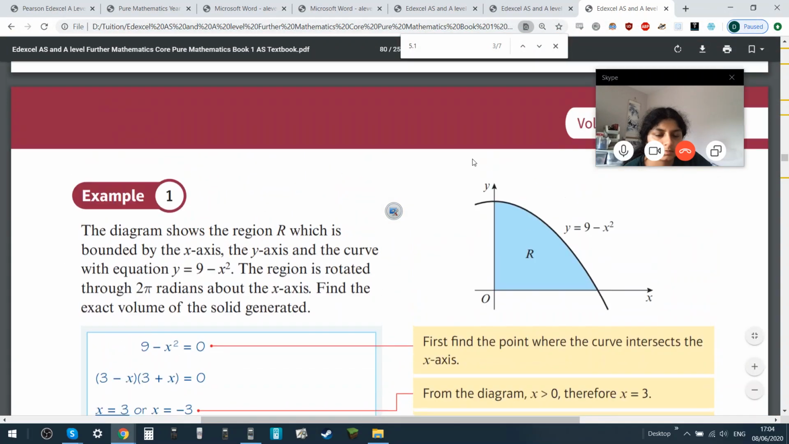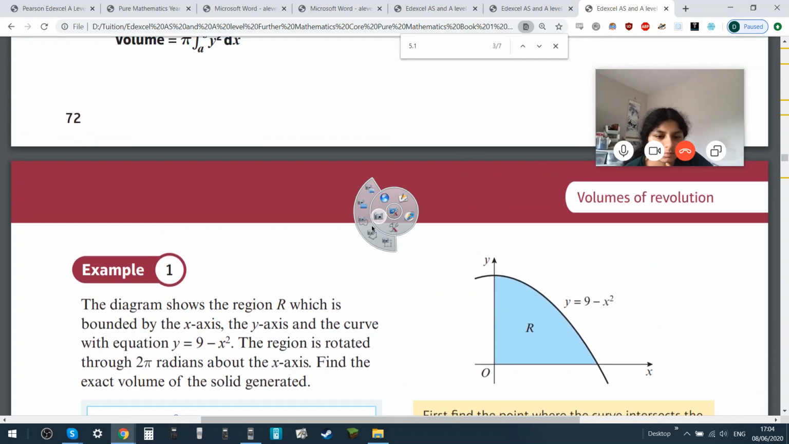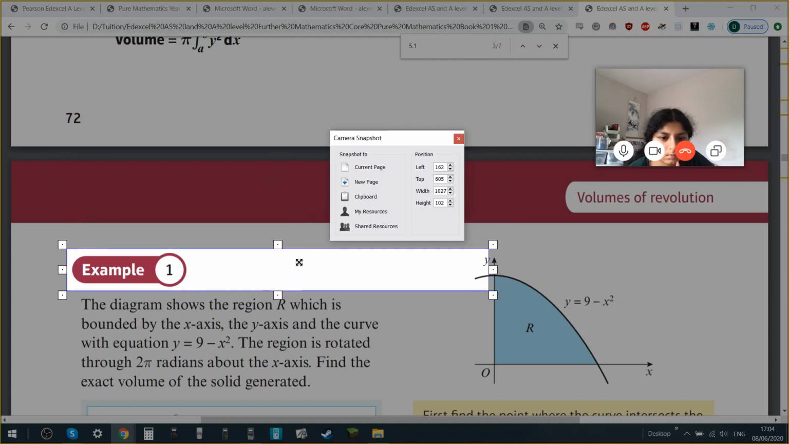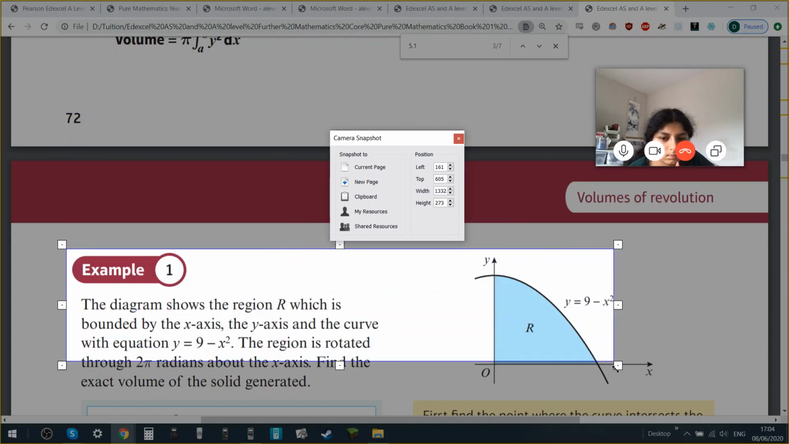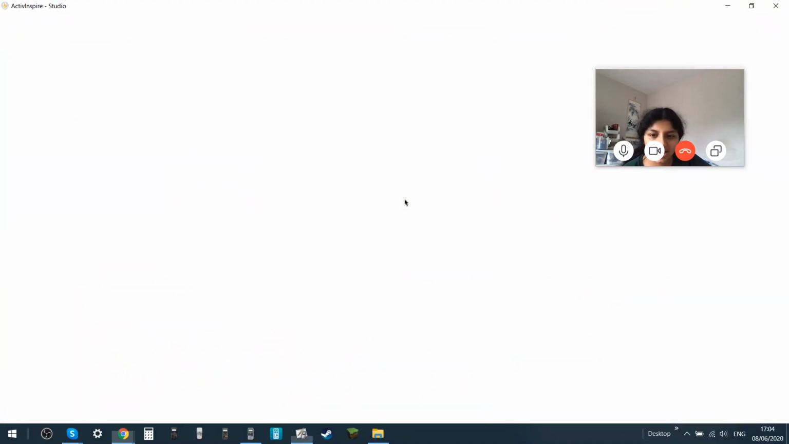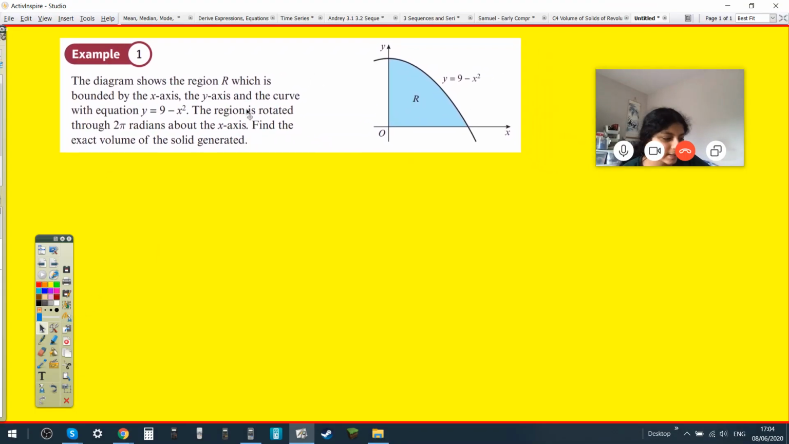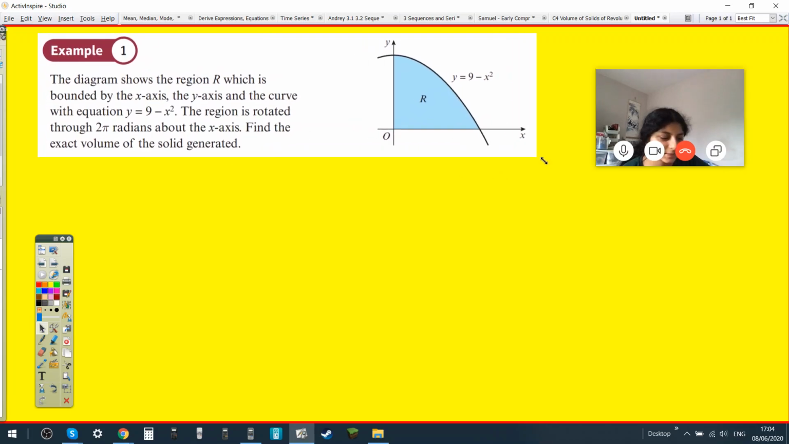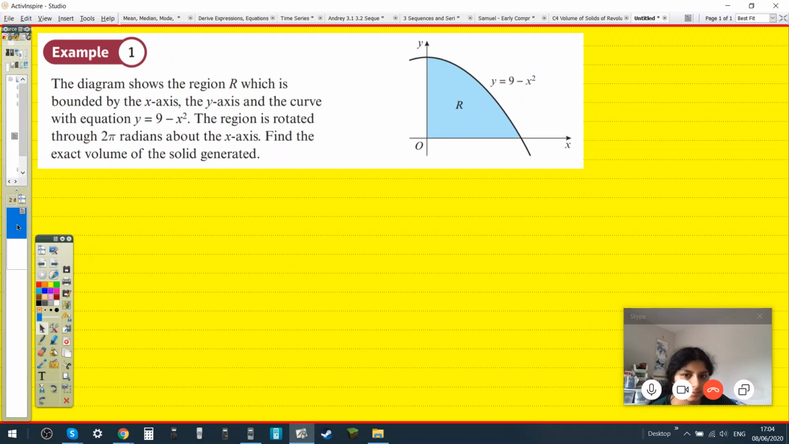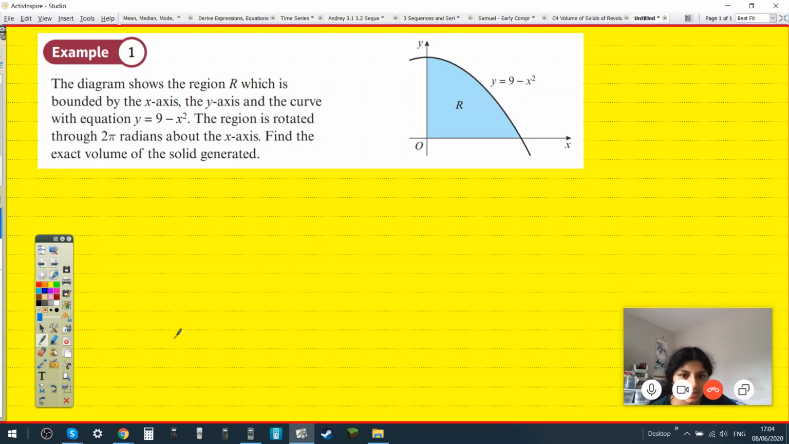How do we do this one? So would you just do pi and then 9 minus x squared and then integrate? Yeah. Between what and what? 0 and 3. Yep. And I believe that's enough for your calculator.